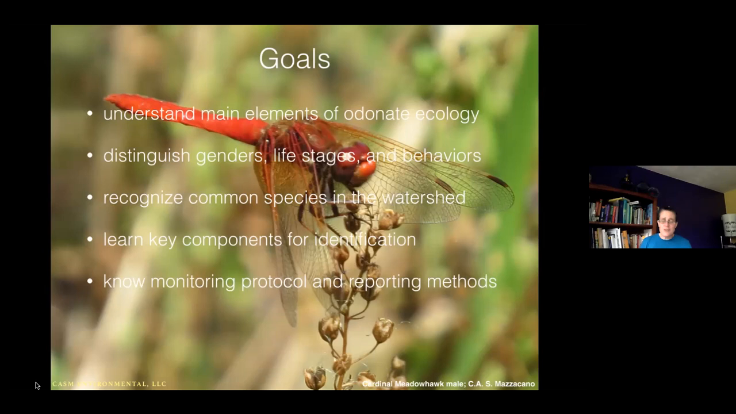You don't even need to worry about learning to identify the 93 species that we have in the state of Oregon. We've really got a narrower focus here, and that's a really good way to learn. You're going to learn to recognize especially the common species in the watershed. You're going to see a lot of these again and again throughout the season as you visit your sites. You're going to learn the key things to look for in order to be able to identify these creatures successfully.